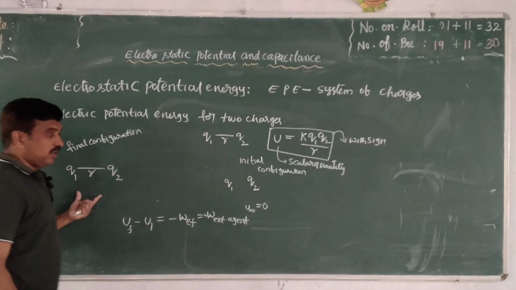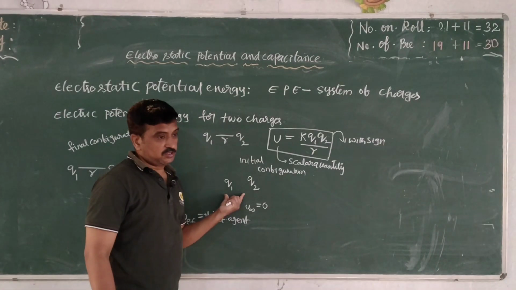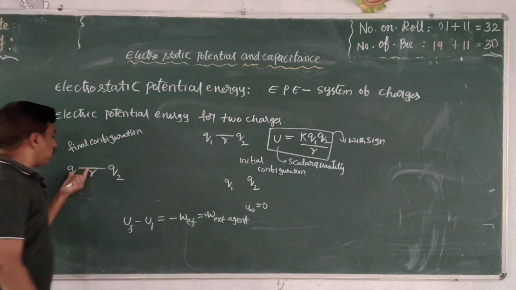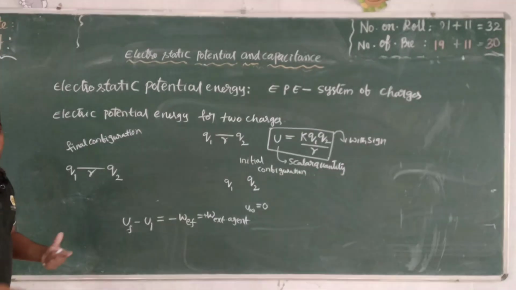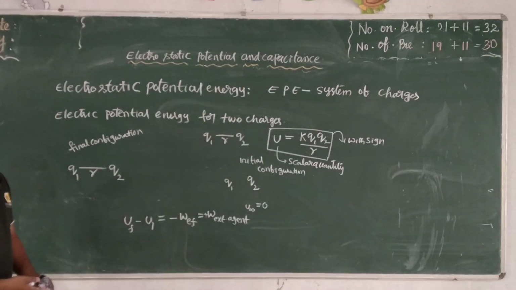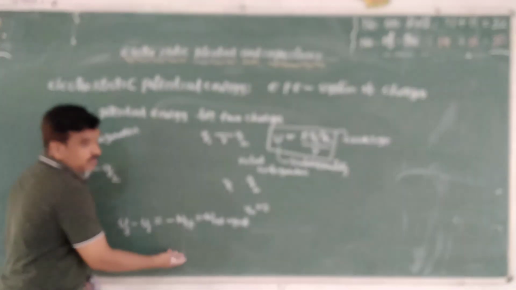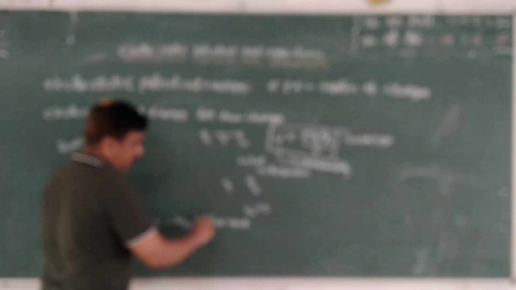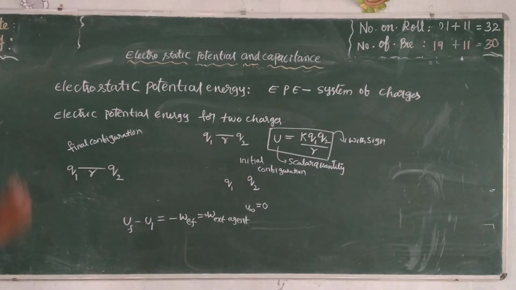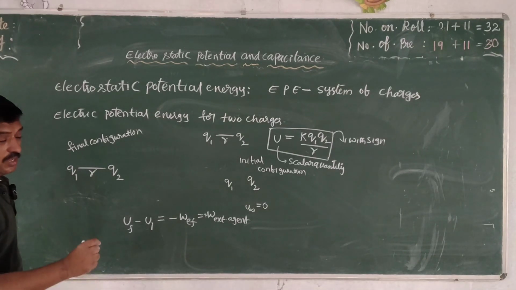From the initial to the final configuration, to arrange the distance between them, we have to do some work. By electric force we take it as negative, and by external agent we take it as positive. That is called the change in potential, that is, electrostatic potential energy.